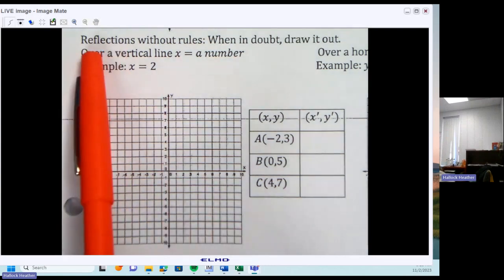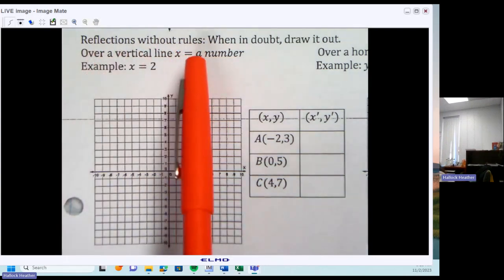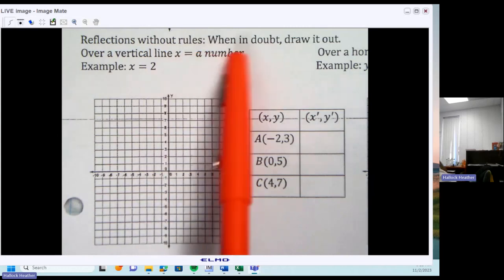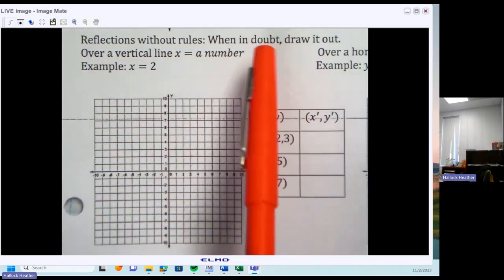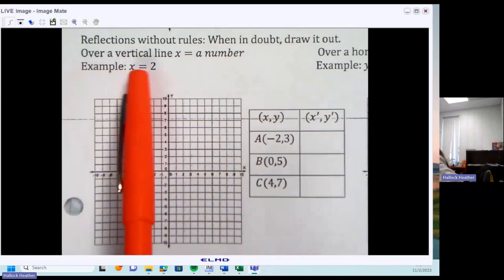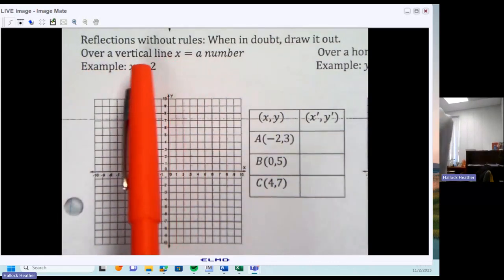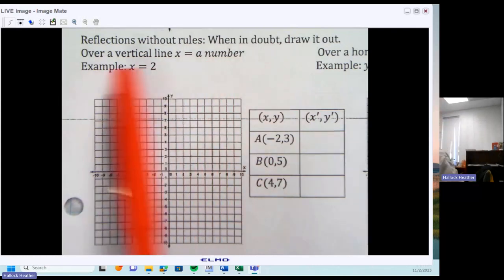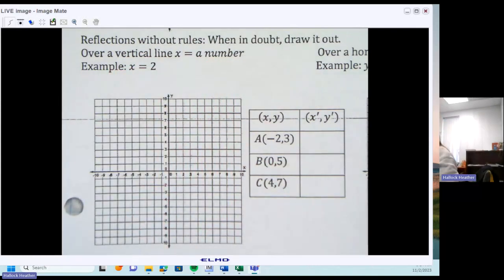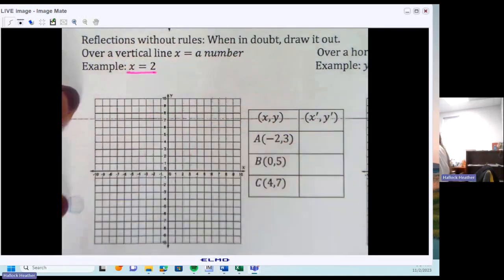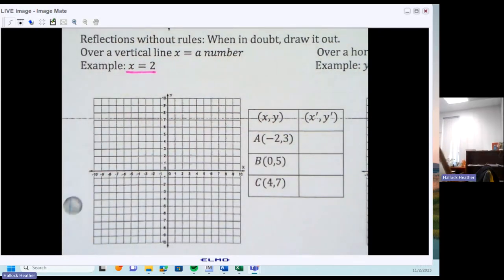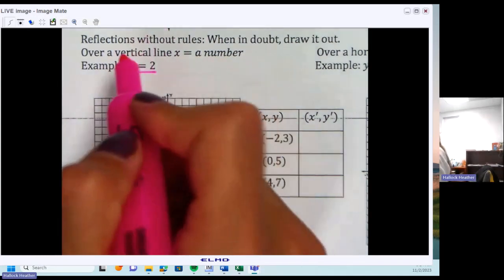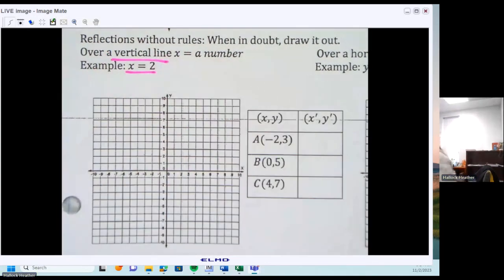Thanks, Rob. Okay, so it says reflections without rules. This does not have a rule. You cannot use a rule. When in doubt, draw it out. So you should draw it out if you're in doubt. Okay, over a vertical line. So this is going to be some vertical line, x equals some number. They're going to give you a number. So for example, we're going to use the line x equals 2 as my line of reflection. So x equals 2 is a vertical line that goes straight up through the value x equals 2.